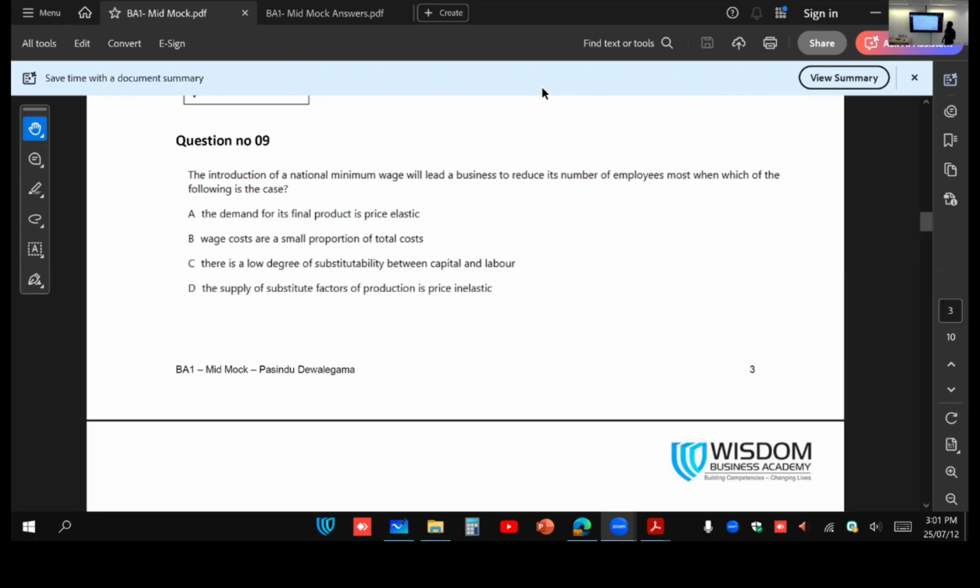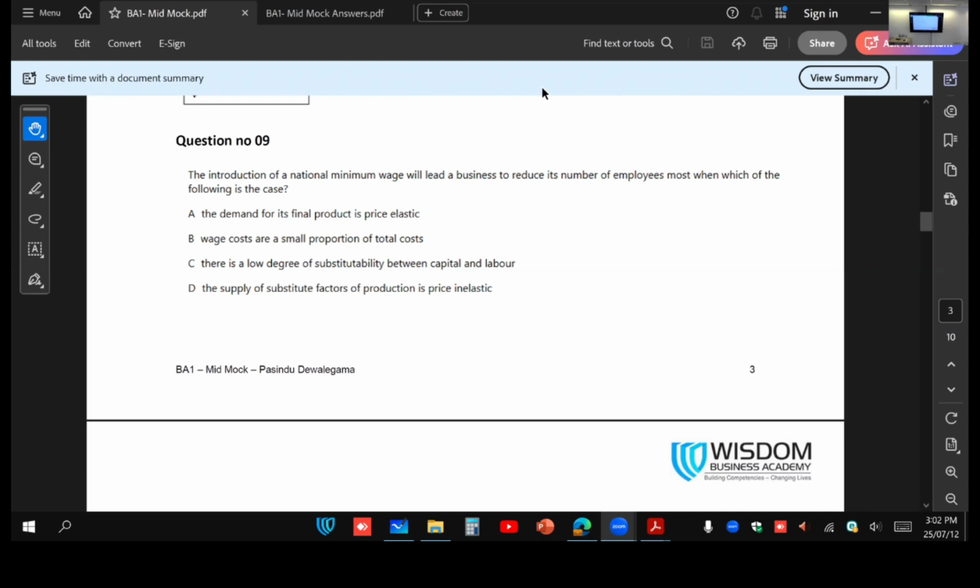Introduction of a national minimum wage. Minimum wage, do you remember? Introduction of a national minimum wage will lead a business to reduce its number of employees most when which of the following is the case? The demand for its final product is price elastic. Wage costs are a small proportion of total costs. There is a low degree of substitutability between capital and labor. The supply of substitute factors of production is price inelastic. What do you suggest?